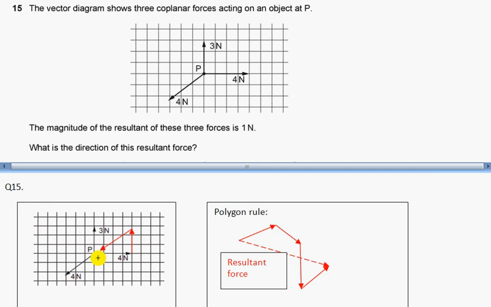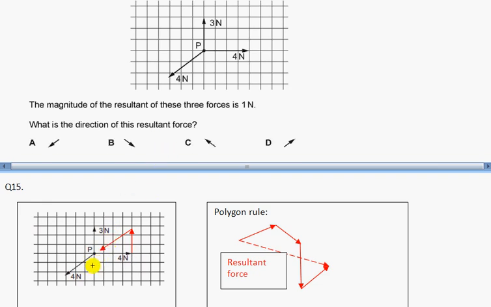So the 4 Newton force we keep as it is, then we draw the 3 Newton force, and the other 4 Newton force is 3 squares to the left and 2 and a bit squares down. So which direction should it be? I think that's the best direction. The fact that it is 1 Newton we didn't use.